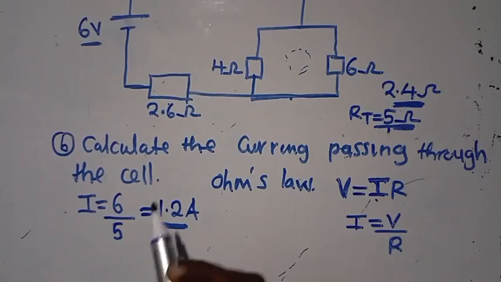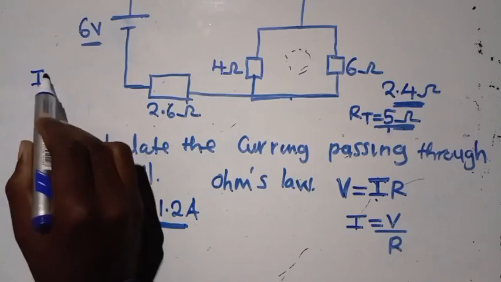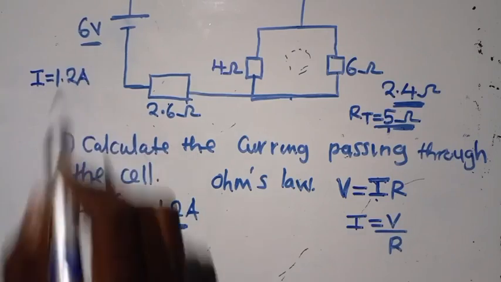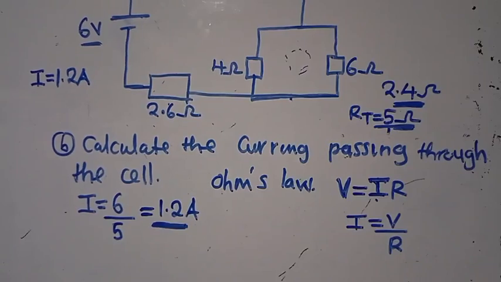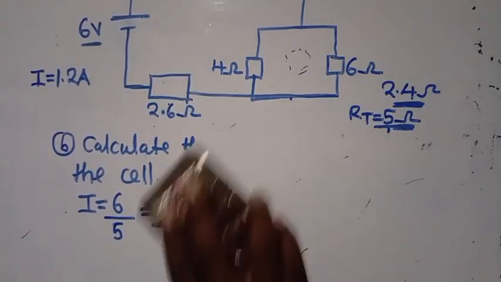So maybe these can be used. I'm going to write them here: current is 1.2. Maybe they can be used in other questions, so just to be safe, I'm going to put it there. This is how we get to answer this question. These are simple questions that we need to be sure of, and we need to know how to go about them. Now let us move on to the next question.